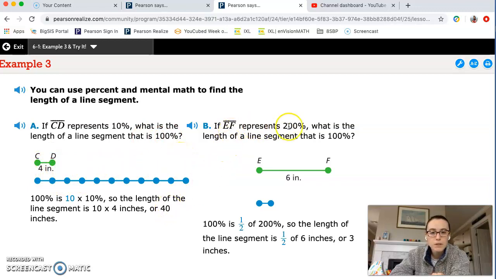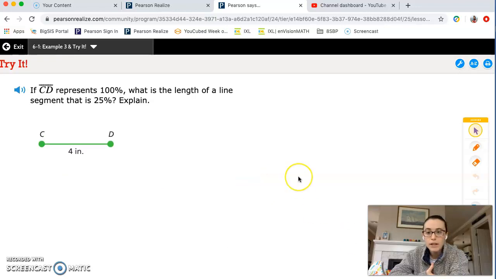Okay, so EF represents 200%. What's the length of a line segment that's 100%? Half of 6 is 3, so 3 inches would represent 100% if EF represents 200%. What if EF represented 300%? We divide this by 3. So 100% of this, if this were 300%, would be 2 inches. Okay. So now, finally, if line segment CD represents 100%, what is the length of a line segment that is 25%? Explain. So what is a quarter of 4? Right, 1. So 25% of this would be 1 inch.